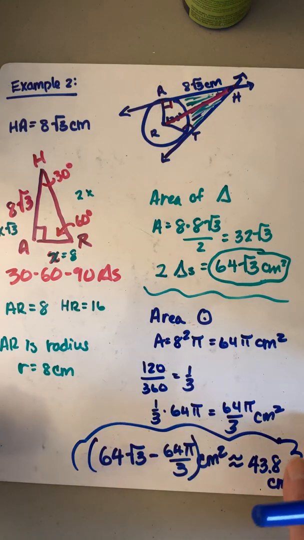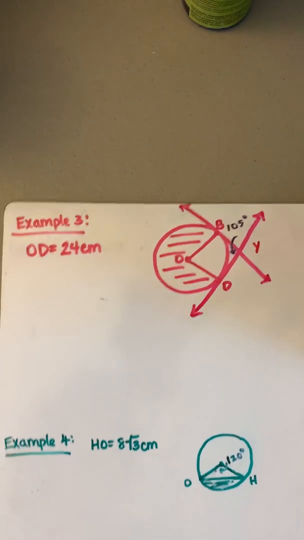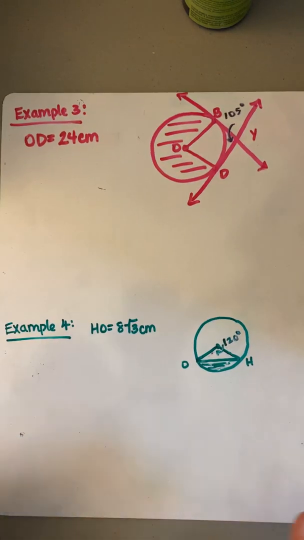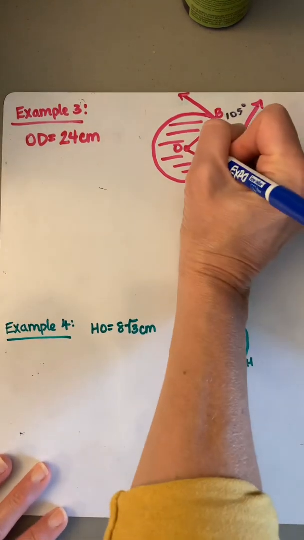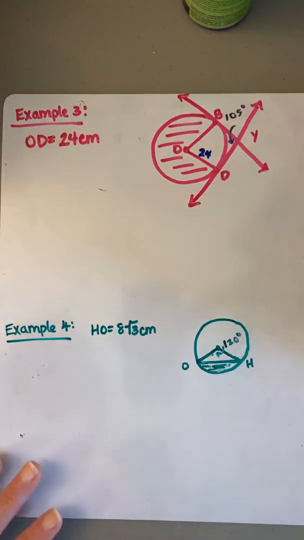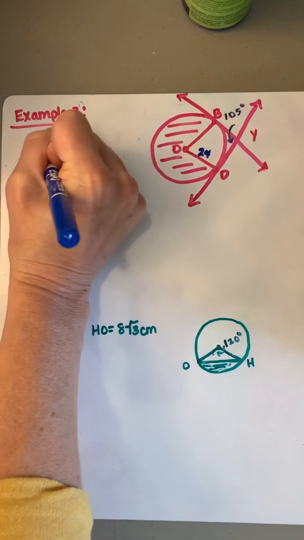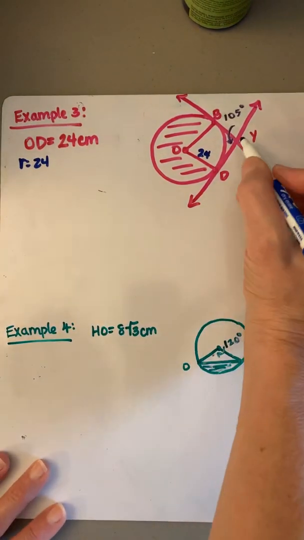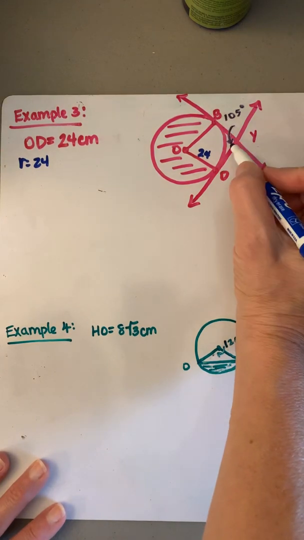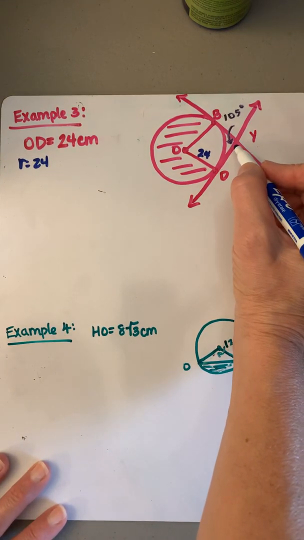I have 2 more problems for us to look at. Example 3. At the top, we have circle O. And in our problem, it tells us that OD is 24. So that looks like the radius is 24. And we know that this little angle right in here is 105 degrees.